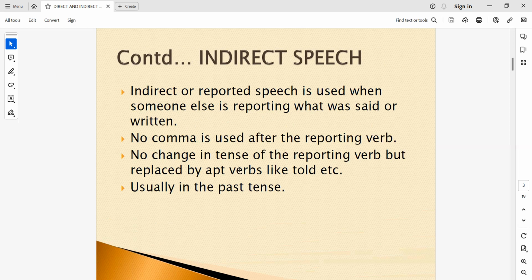In indirect speech, that is, when someone else is reporting what was said, no comma is used after the reporting verb. There is no change in tense of the reporting verb, but it may be replaced by apt verbs. And usually it is written in the past tense.